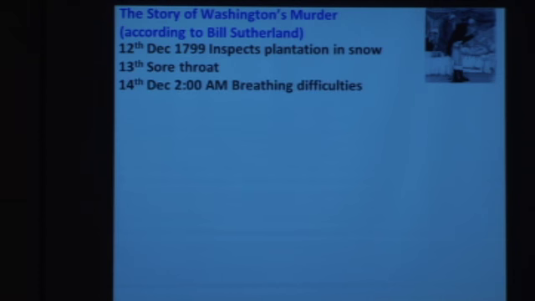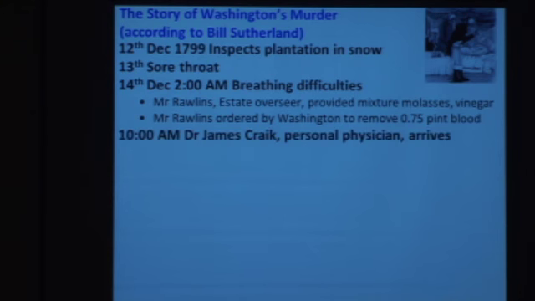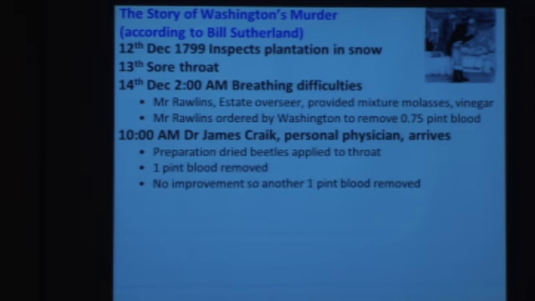On the 14th, he had some breathing difficulties. And then his overseer came and gave him some vinegar and molasses. They took out almost a pint of blood. His personal doc came. He put some dried beetles on George's throat. They took out another pint of blood. There was no improvement, so they took out another pint of blood. They gargled poor George with some vinegar and water, and he nearly suffocated, apparently. They took out 2 more pints of blood.